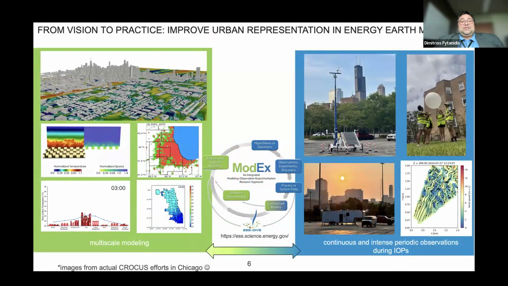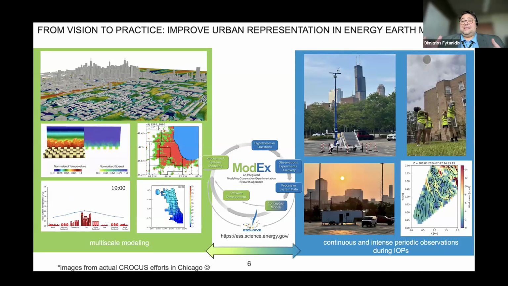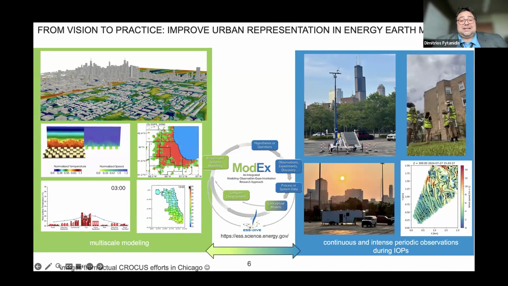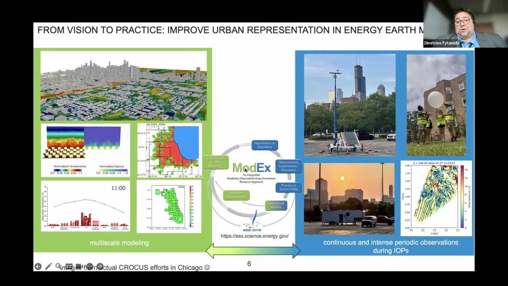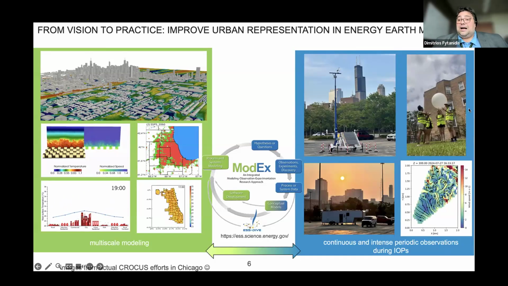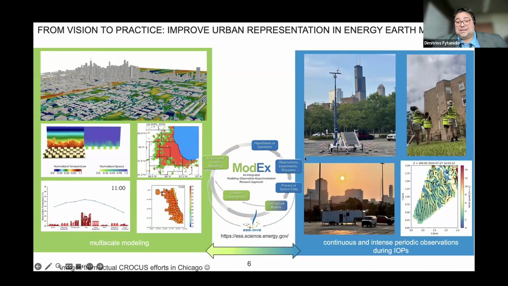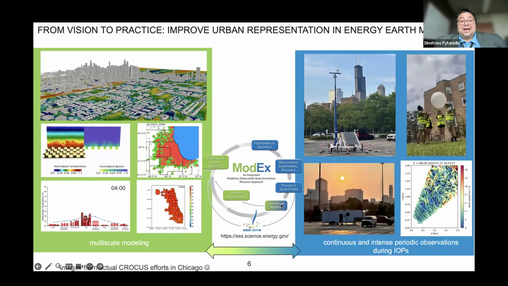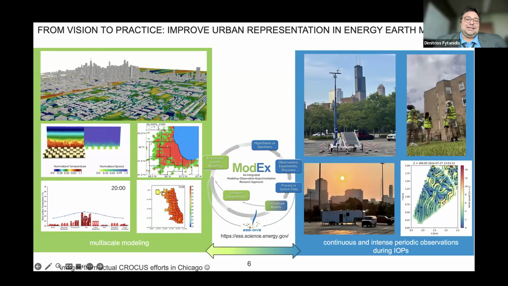And now, from vision to practice, what we are heading towards is improving the urban representation in energy Earth system models. This starts with adopting a model, observation, experimentation approach. We use models to inform field campaigns and sensor placement within urban Chicago, and then data from observational campaigns and real-time measurements to improve the conceptual models and refine the process and system modeling approaches in our high fidelity simulations.